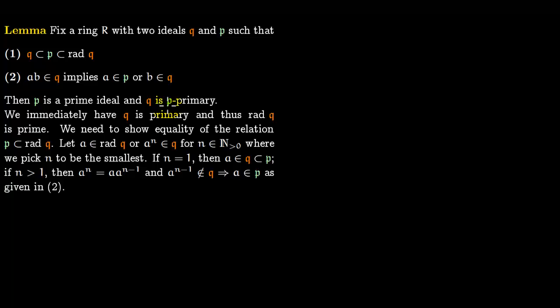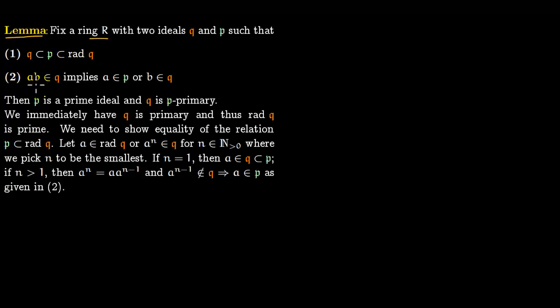We want to give a characterization of an ideal, say Q, being P primary. So we discussed this lemma, which we will use again and again. You fix a ring R, and there are two ideals, say Q and P, such that Q lies within P, which in turn lies within radical of Q.